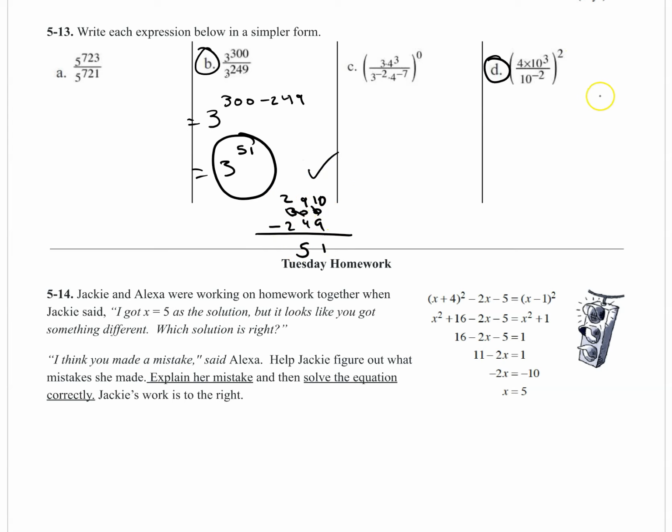Alright, part D. When you square something, it causes multiplication of that something. So we'll consider this our base. It causes multiplication of itself 2 times, raised to the power 2. So multiplied by itself 2 times. So we have 4 times 10 to the power 3, times 4 times 10 to the power 3. Well, we can actually just do 4 times 4. It doesn't matter what order we multiply these in. And 4 times 4 is 16.